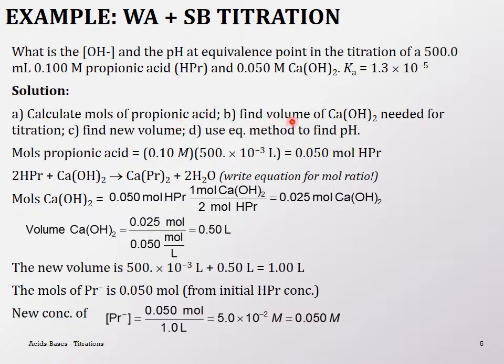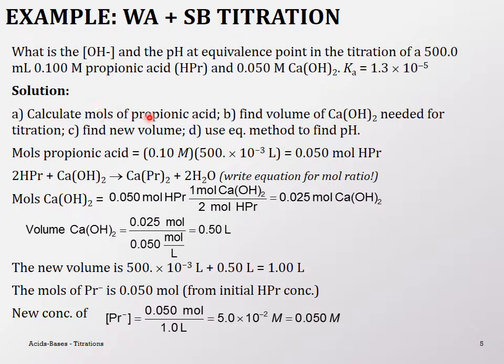Once we have the volume of calcium hydroxide, we will find the new total volume, which is going to be 500 plus whatever we calculate. Then we're going to use the equilibrium method, the ICE method, to find the pH, because this is a weak acid, strong base titration. All right, so let's get started.